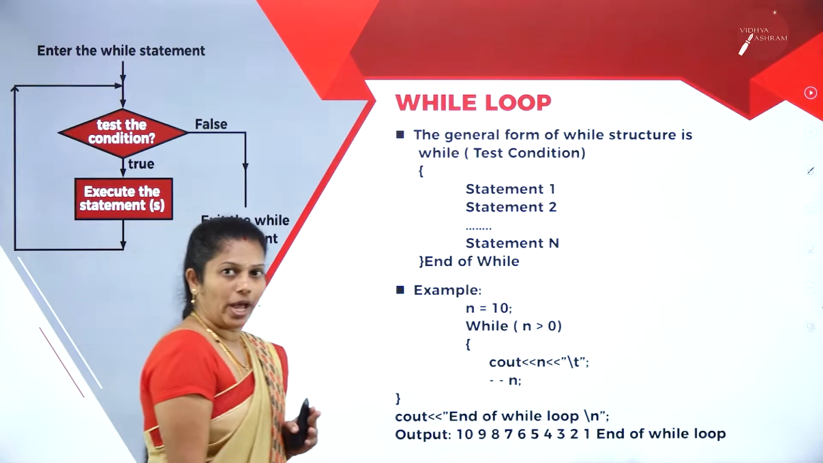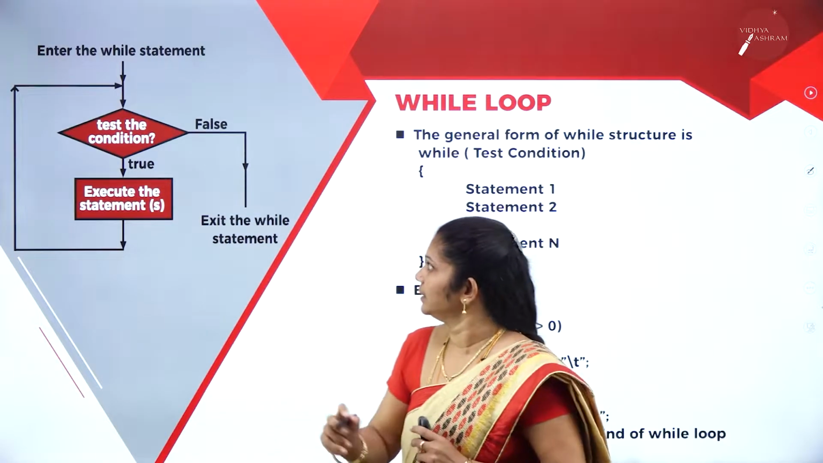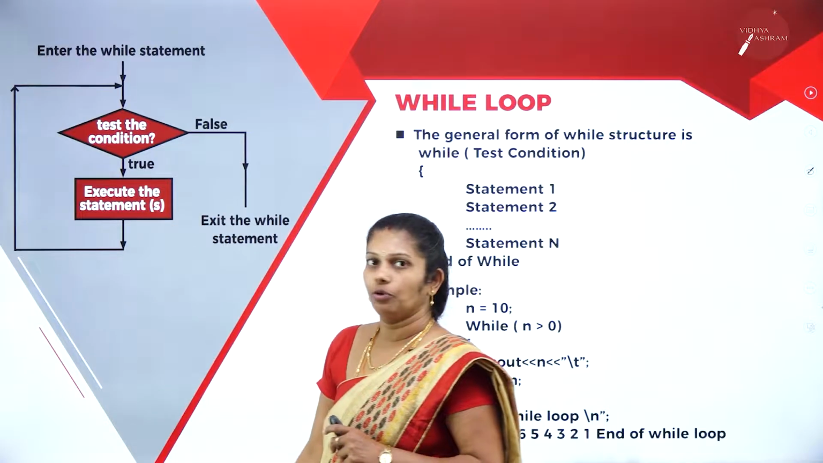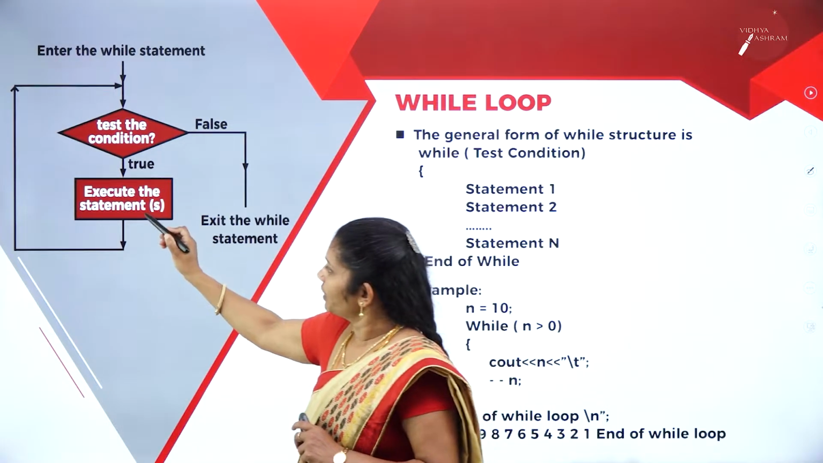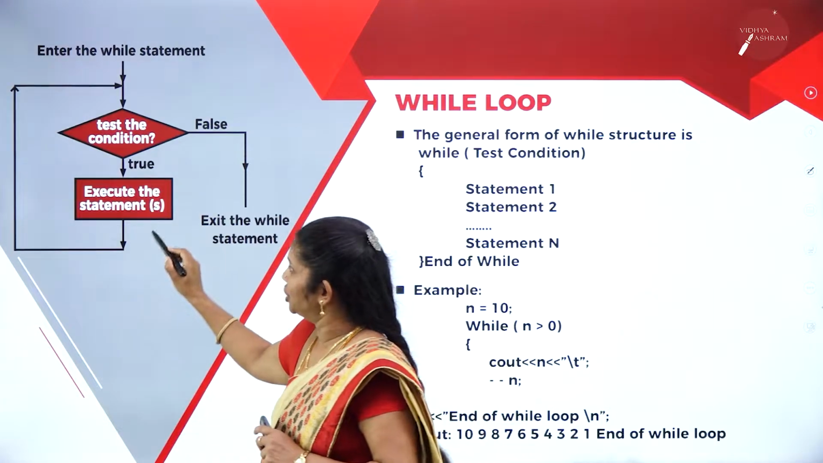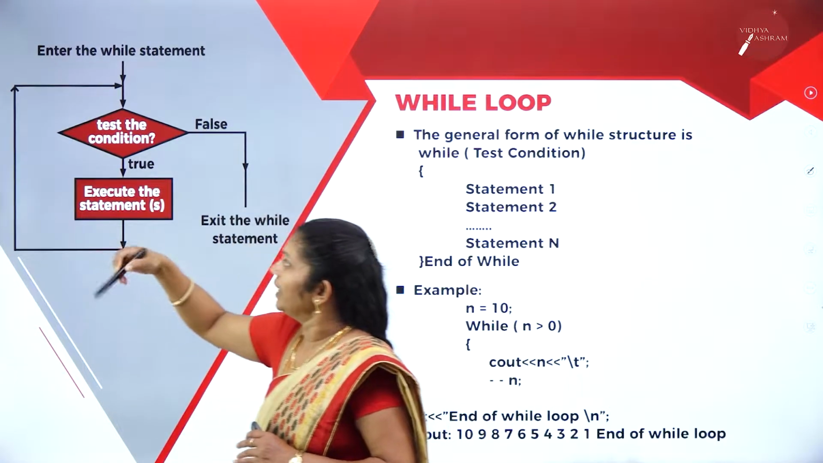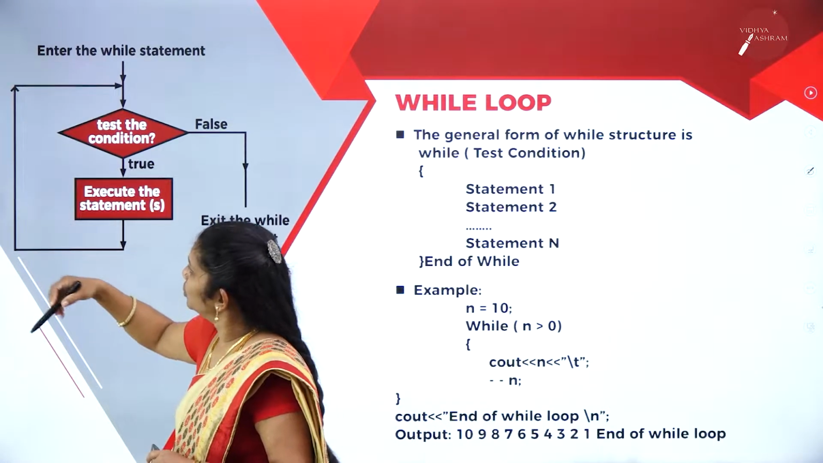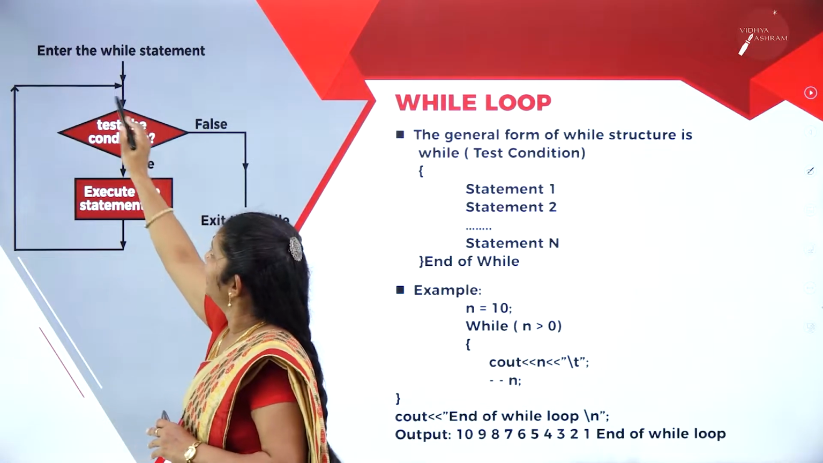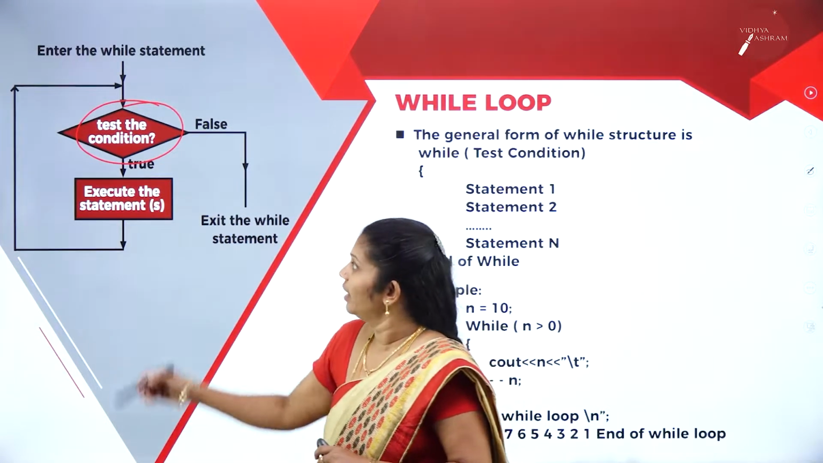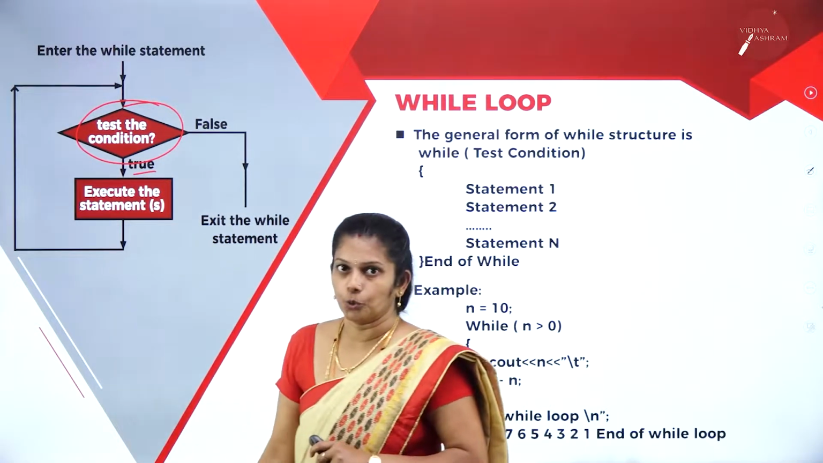Then when we come to the while loop, the flowchart to represent that, first we have a test condition. If it is true, then it will execute the statement. After executing the statement, once again it will go back to check the condition. If you observe here, the arrow goes in the upward direction, it means that here it will check the condition once again, and then it will execute the statement as long as the condition is true.